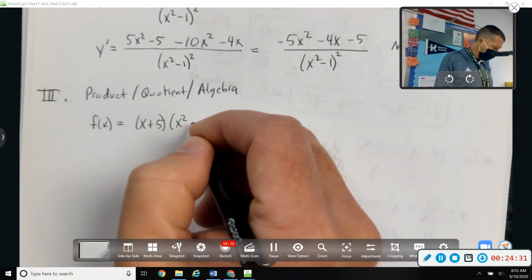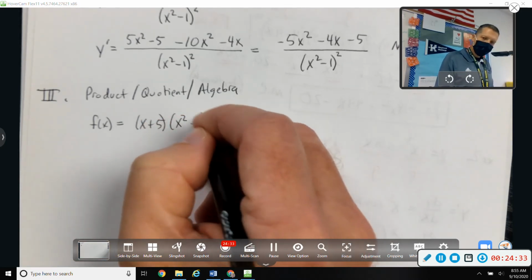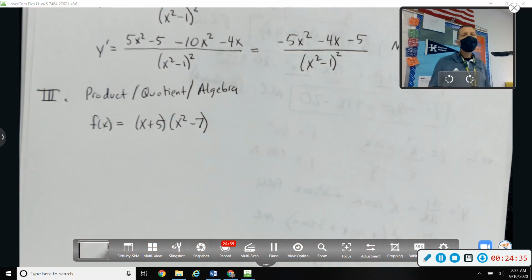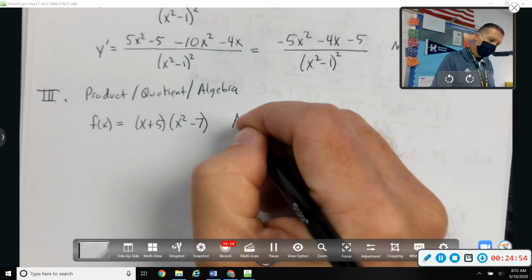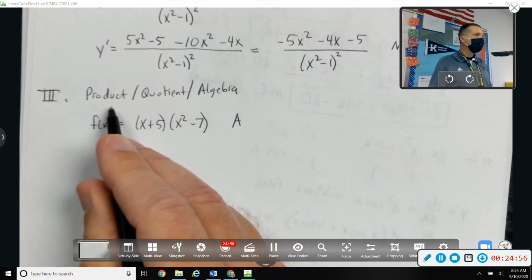So if f of x is (x plus 5) times (x squared minus 7), what would you do first? Product rule, quotient rule, or algebra? Here's a hint. I would take 2 answers on this one. So you could FOIL it. That would be algebra. So if you FOILed it, then you avoid the product rule.